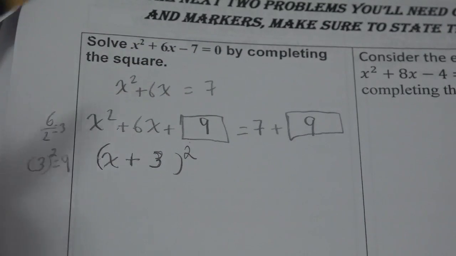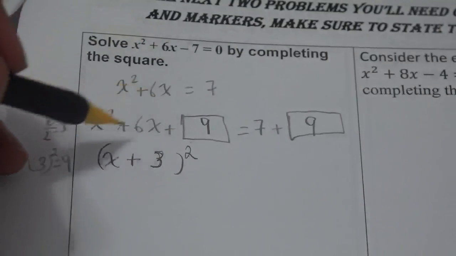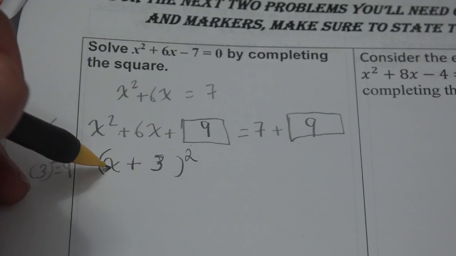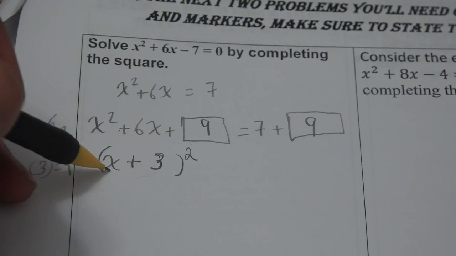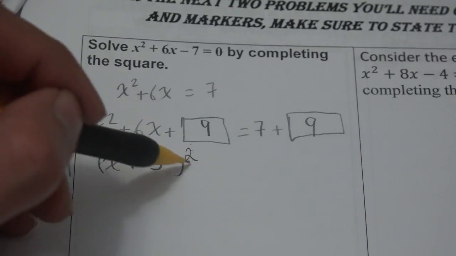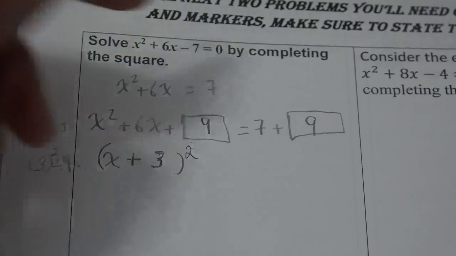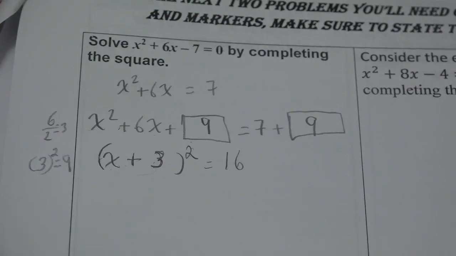And let us just backtrack a little bit. If I was to undo this, let's see, if I was to expand this, well, you square the first term, so x squared. Then you multiply the insides and double it. 3 times x is 3x, double 6x. And then square this, 3 squared is 9. So yes, it works. On the other side, I get 16.